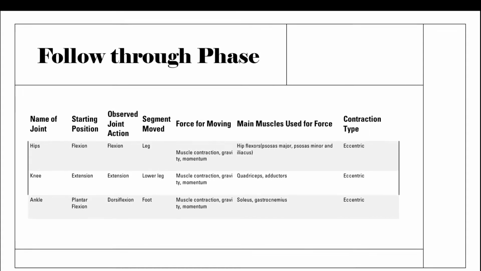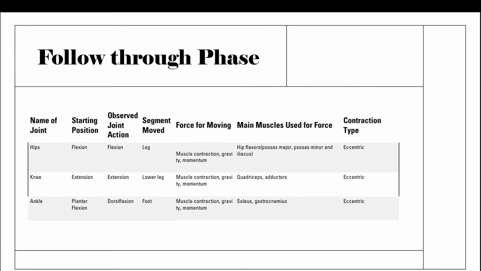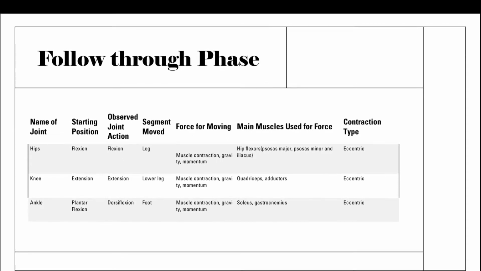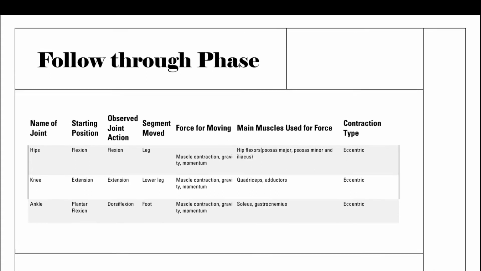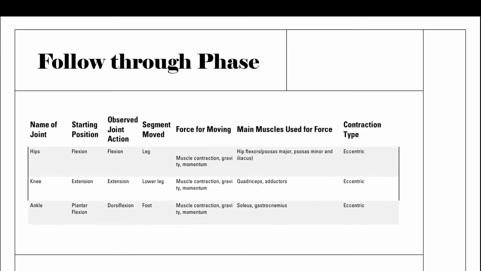The knee starts and ends this phase in extension, moving the lower leg. The force is also gravity, momentum, and muscle contraction of the hip flexors. This is an eccentric contraction. The ankle starts in plantar flexion, and as the follow-through phase happens, the ankle moves to dorsiflexion.